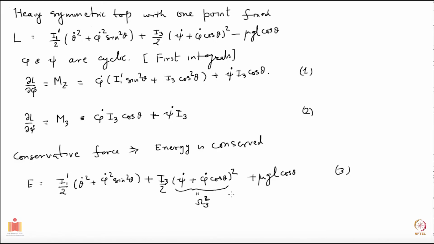So what I can do immediately is look at equations 1 and 2. They both involve phi dot and psi dot. There is nothing else with the derivative. So I can solve these two because my Mz and M3 are constants, because they are conserved quantities. I can solve these two for phi dot and psi dot, and that will be in terms of theta. Okay, so let me write it down.